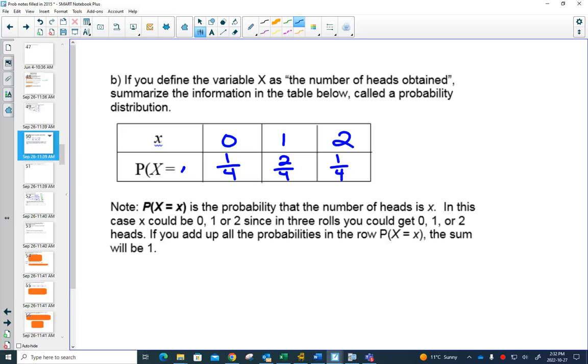Usually there's a little x there. Notation-wise, if we define x to be 0 heads, 1 head, or 2 heads, what this part is saying is find the probability of there being 0 heads. Find the probability of there being 1 head. And the notation, they say x equal to 0, x equal to 1, x equal to 2. And it will always be in a probability distribution that if you sum up this row, it will equal 1 because it's 100% of all possibilities.